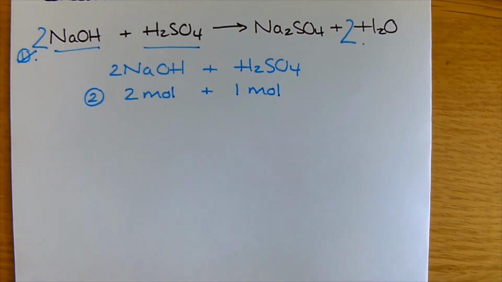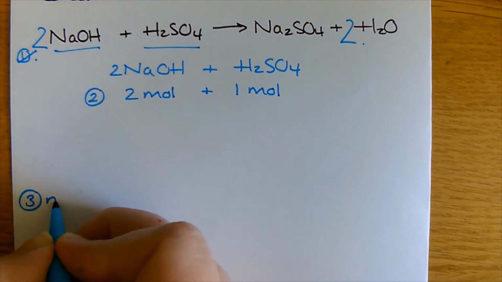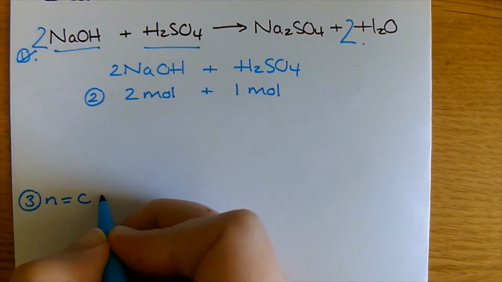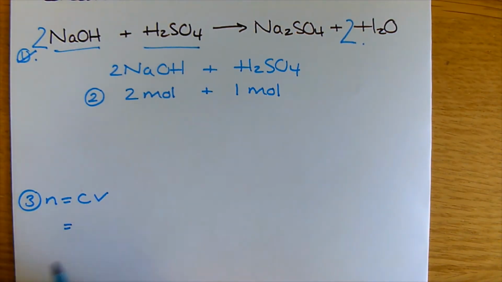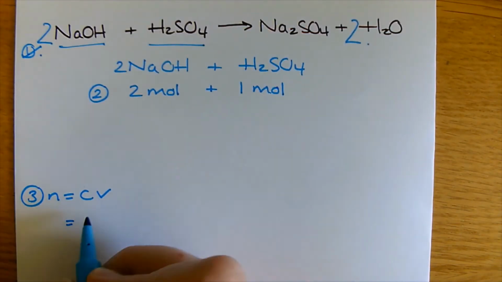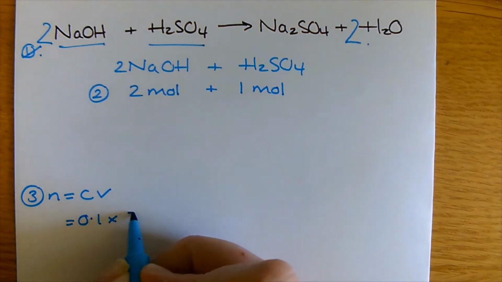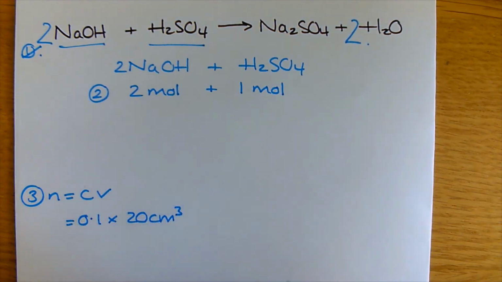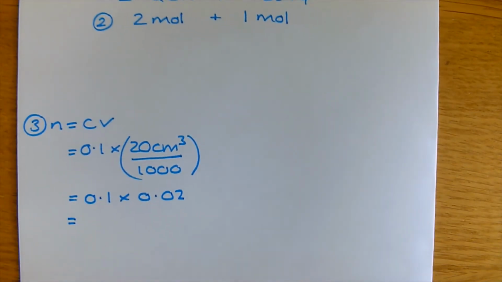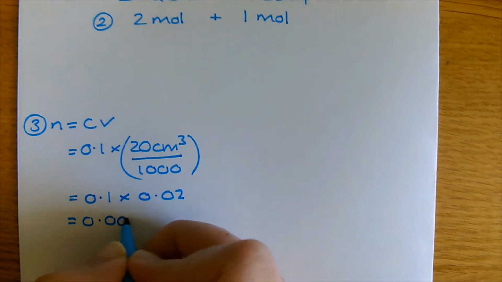For step 3, we must calculate the number of moles of sodium hydroxide that we actually have. To do that, number of moles equals concentration times volume. Concentration we can lift directly from the text at the top. It was 0.1 moles per litre, and our volume was 20 centimetres cubed. Now when we're doing these calculations we never work in centimetres cubed, we work in litres, so we have to divide by 1000 to get that value into litres. 0.1 times 0.02, and our answer there is 0.002 moles.